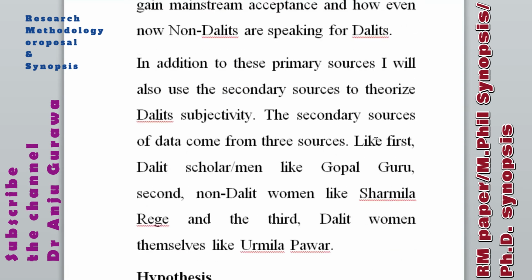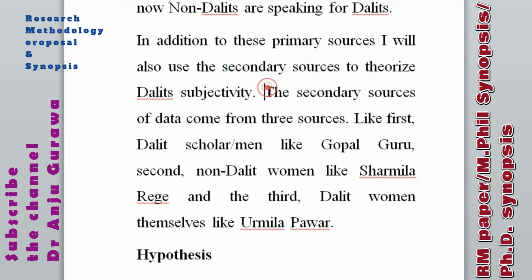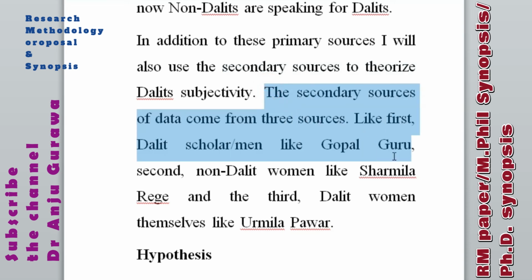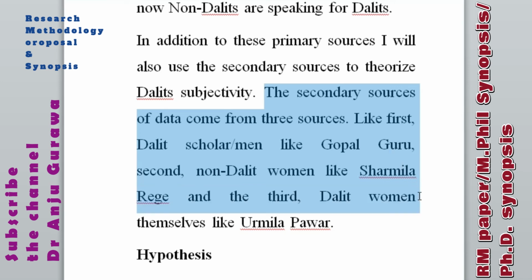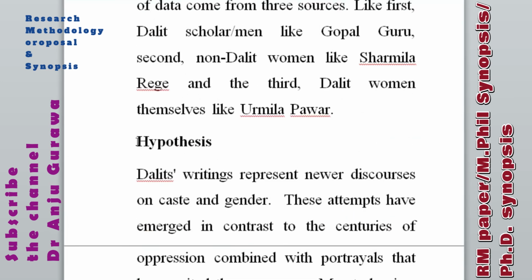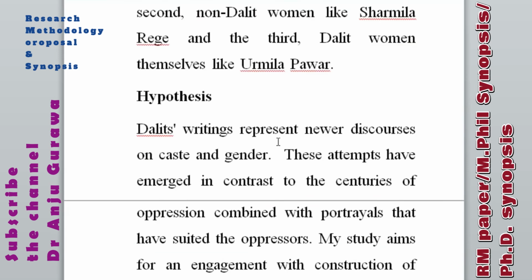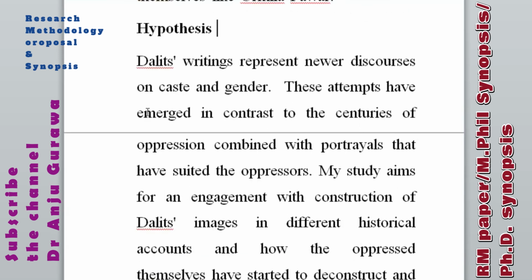Further, I will also try to show how Dalit theoretical voices are yet to gain mainstream acceptance, and how even now non-Dalits are speaking for Dalits. In addition to these primary sources, I will use secondary sources to theorize Dalit subjectivity. It is very significant that you write down the secondary sources, because till now we have been talking about primary sources and Dalit subjectivity. The secondary sources of data come from three sources: first, Dalit scholars like Gopal Guru; second, non-Dalit women like Sharmila Rege; and third, Dalit women like Urmila Pawar.